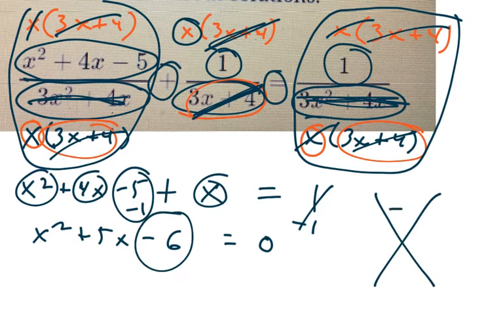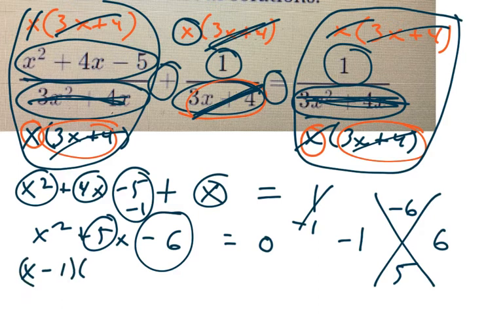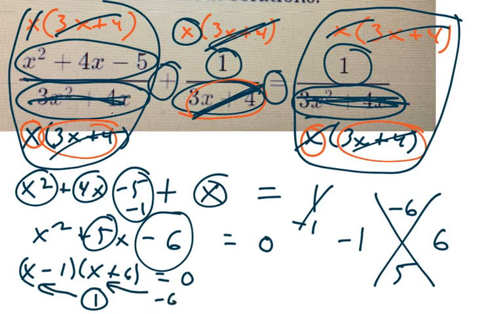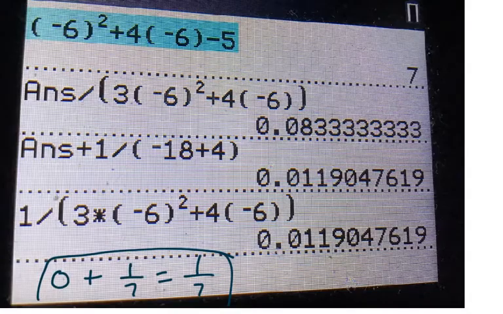I need a -6. I need a 5 in the middle. So let's see, 1 times 6 is 6, right? And 6 minus 1 is 5. So I got an x minus 1 and an x plus 6 equal to 0. And using the zero property, I know one solution's got to be 1 and the other solution's got to be -6.